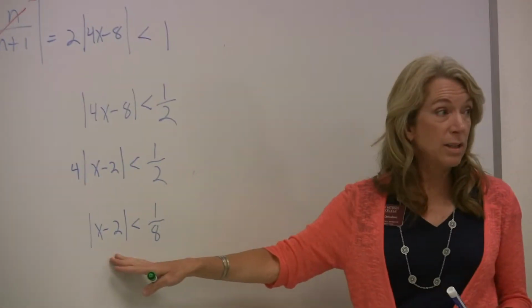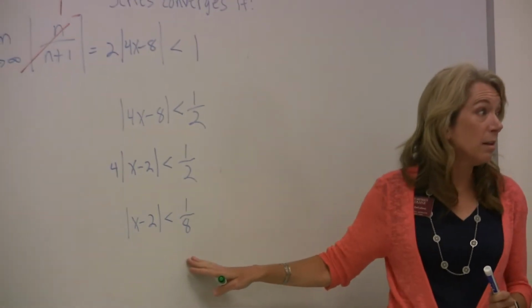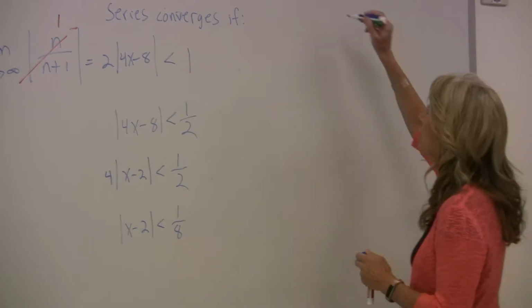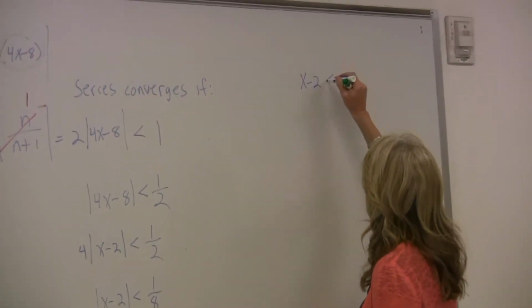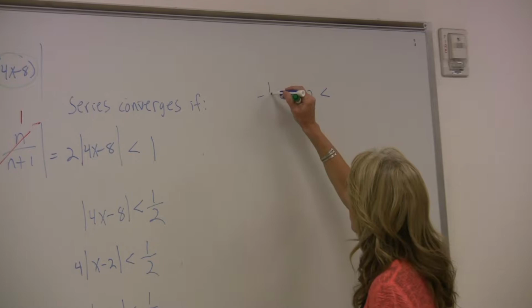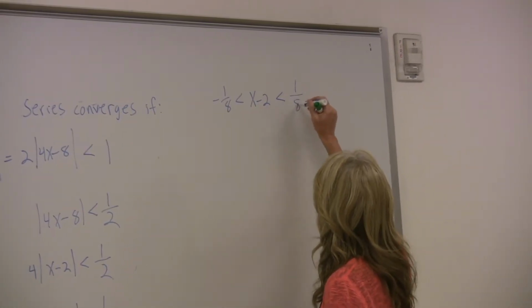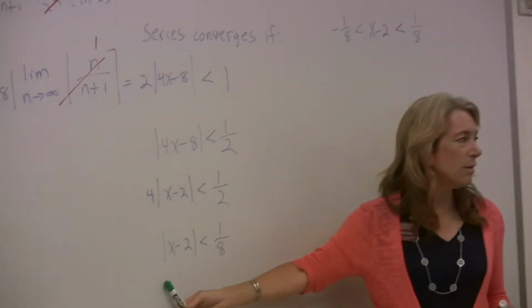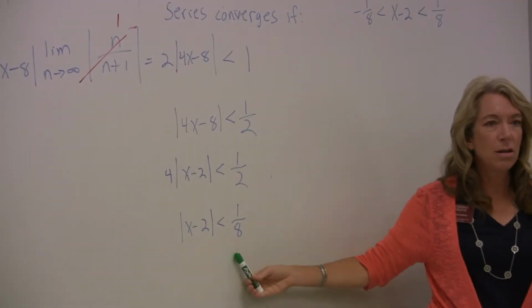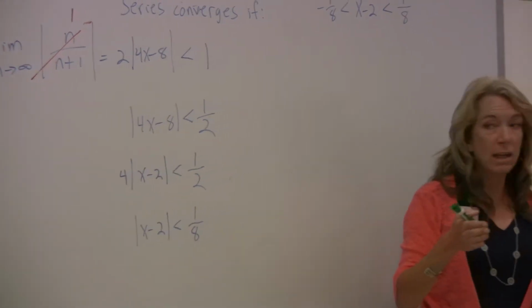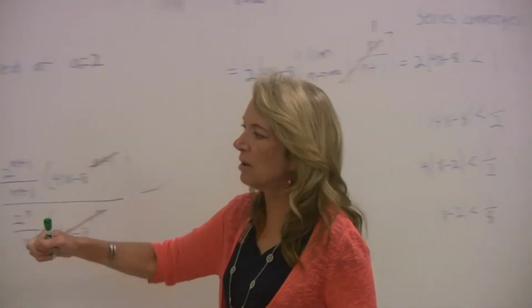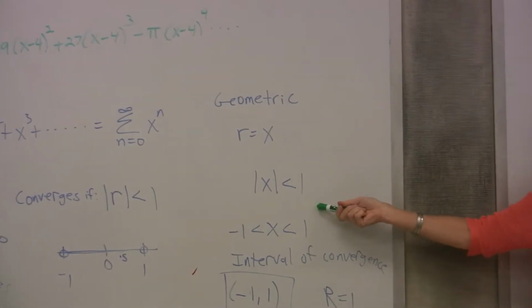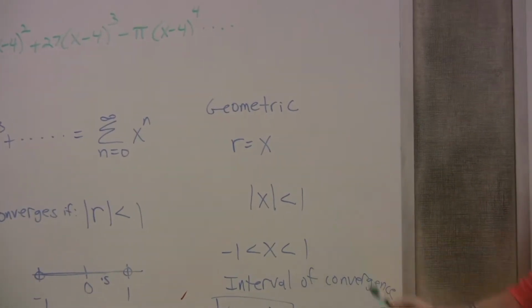So this tells me that x minus 2 is between plus and minus 1/8. So I'm going to write that down. X minus 2 is between positive and negative 1/8. You have to get comfortable recognizing this absolute value notation meaning that you're stuck between a positive and a negative. Just like over here, we took this and said that x was between plus and minus 1. So now that's between plus and minus 1/8.